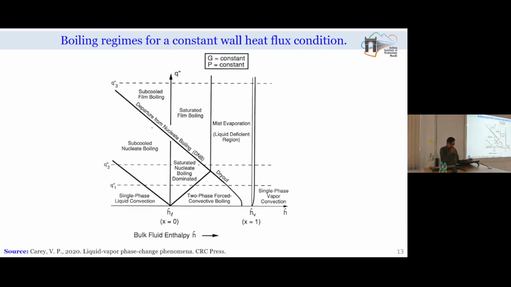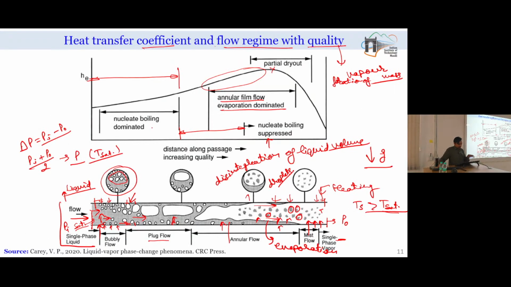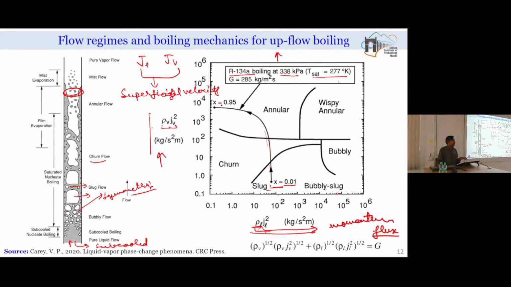Now, whenever we operate in internal flow conditions, we can again have different types of heat flux conditions. Either we can have extremely low heat flux conditions, moderate heat flux conditions, or excessively high heat flux conditions. Typically, the two regimes which I presented here are valid for low to moderate heat flux conditions.